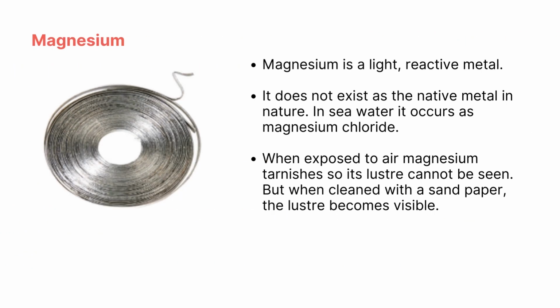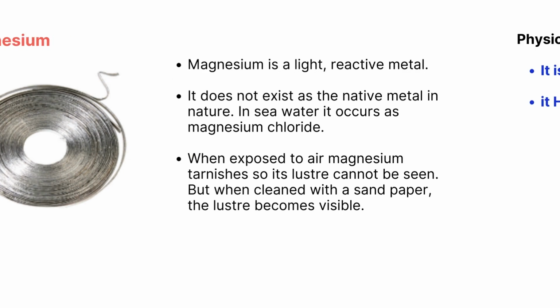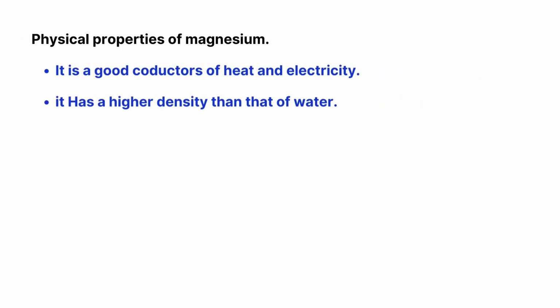So next let's look at magnesium. Magnesium is a light, reactive metal. It does not exist as the native metal in nature. In seawater it occurs as magnesium chloride. When exposed to air, magnesium tarnishes so its luster cannot be seen. But when cleaned with a sandpaper, the luster becomes visible. Physical properties of magnesium. It is a good conductor of heat and electricity. It has a higher density than that of water.